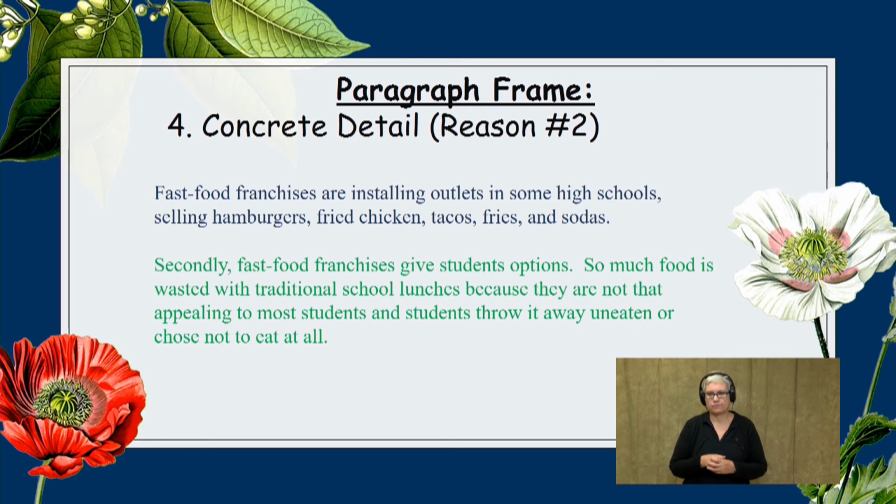So you have to use those transitional words going into explaining something else. Well, since we use firstly on the first one, we'll use secondly on the next one. So this is what we came up with. Secondly, fast food franchises give students options. So much food is wasted with traditional school lunches because they are not that appealing to most students, and students throw it away uneaten or choose not to eat at all.